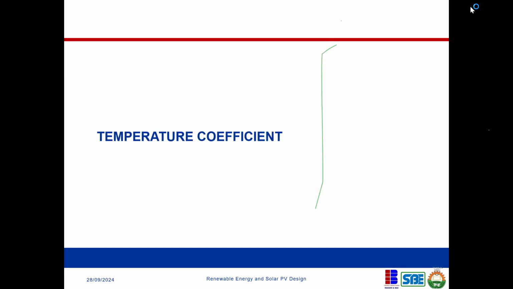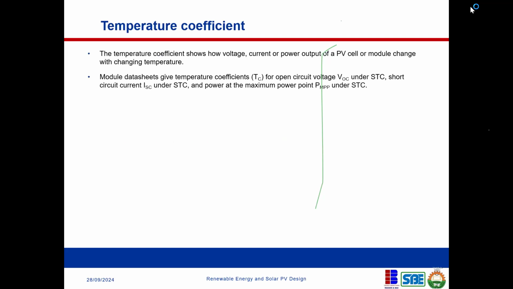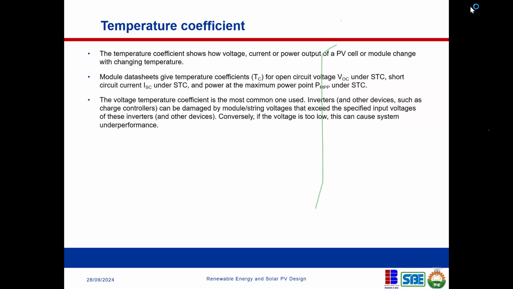Now let's talk about temperature coefficient. What does temperature coefficient mean? The temperature coefficient shows how voltage, current, or power output of a PV cell or module changes with changing temperature. I already explained what this is, right? Once the temperature begins to increase, the voltage begins to drop. So if you look at the technical data sheet, you're going to see the temperature coefficient. What that tells you is that for every rise in temperature, this is the amount of voltage you're going to lose. And that's what I tried to explain here. The module data sheet gives temperature coefficient for open circuit voltage under standard test condition, short circuit current under standard test condition, and the power at maximum power point. Remember, I told you that what actually matters is the maximum power point at standard test condition.